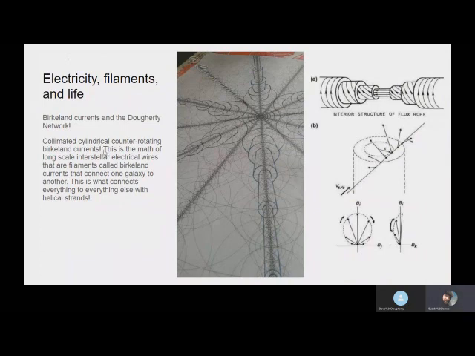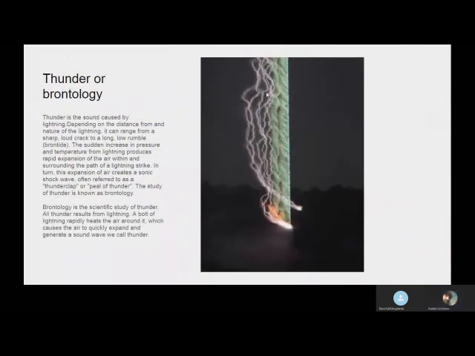So this is the map of long-scale interscalar electrical wires that are filaments called Birkeland currents that connect one galaxy to another. This is what connects everything to everything else within helical strands. And this is a Bessel function. This is magnetohydrodynamic geometry that breaks down into Bessel functions that repeat the same exact geometry from the center into hollow cores in the outside along central axis filaments. So this is the geometry of life and electricity and information in thunder.